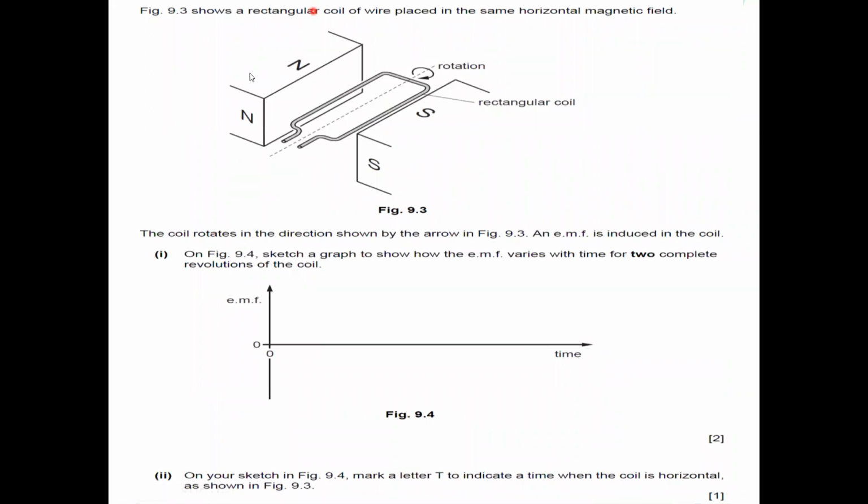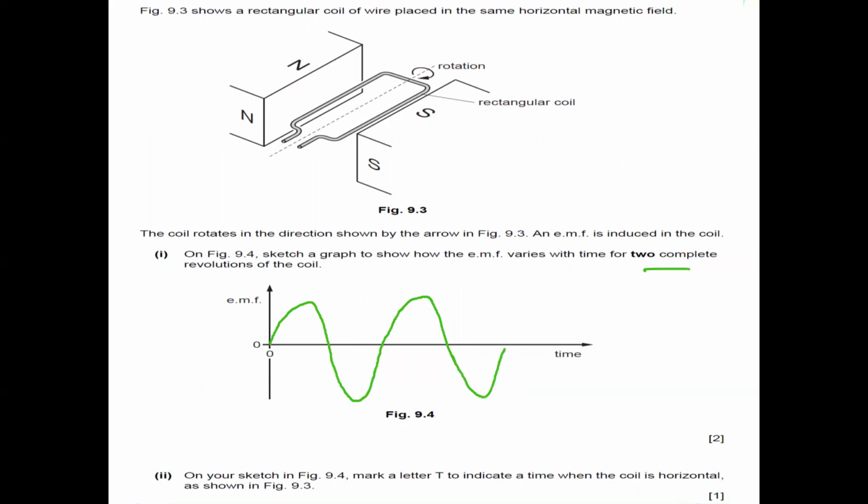Another question, figure 9.3 shows a rectangular coil placed in the same horizontal magnetic field. The coil rotates in the direction shown, and EMF is induced. On figure 9.4, sketch a graph to show how EMF varies with time. And on your sketch, mark with the letter T the time when the coil is horizontal. So we have to complete 2 cycles. It's up to you. You can start with the maximum value. You can start with the minimum value. We just have to sketch 2 complete revolutions. So this is 1 revolution, and this one is the second revolution.